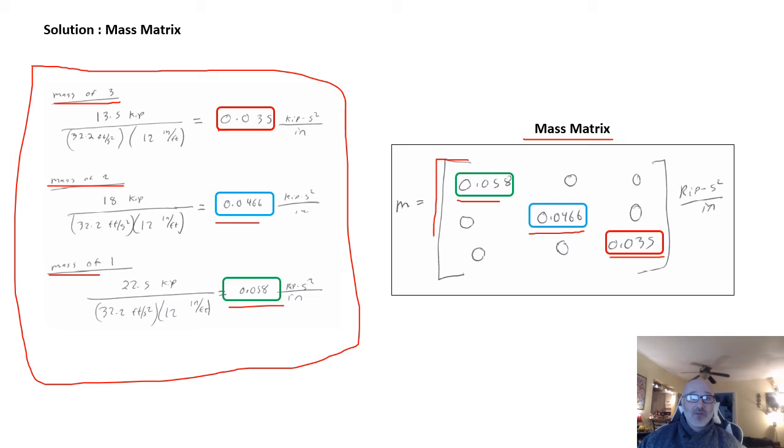Now I have this lovely mass matrix, a 3 by 3 matrix, where along the diagonal are my M1, M2, and M3. I write down my units again because I really want to pay attention to that and make sure everything's correct as I work through my solution to this problem. This is in kip times second squared per inch.